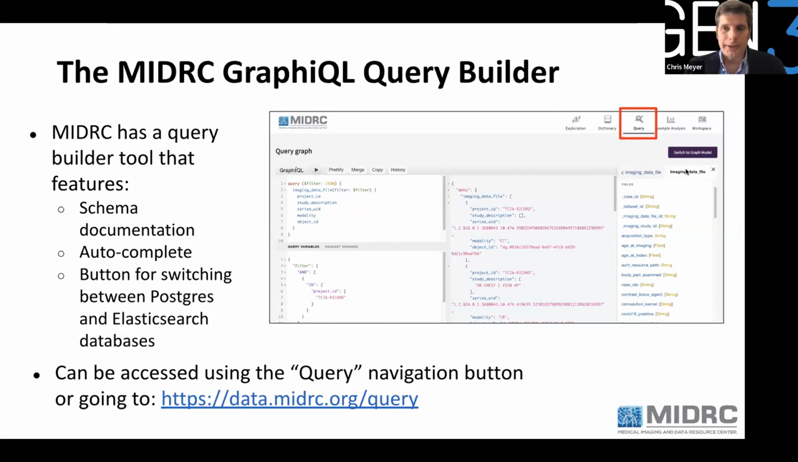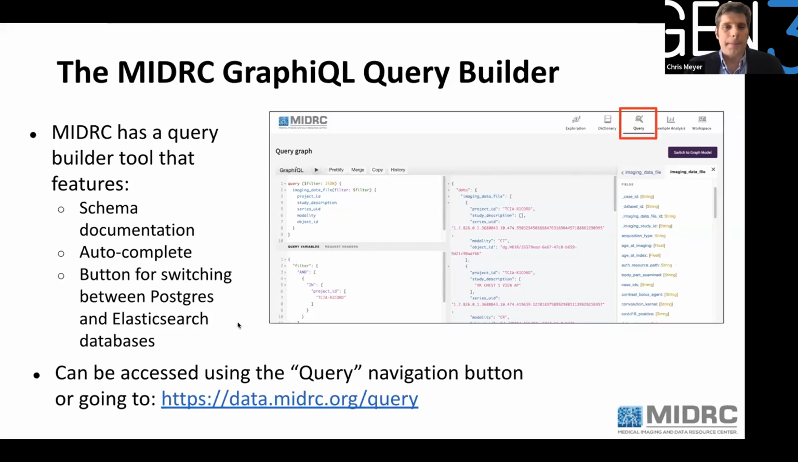The cool thing about the query builder is that it has built-in schema documentation. You can click docs and view each table of data, and view what properties and data elements are available to query and what types they take. You can see that on the right. I don't know if it's large enough to see on your screen, but for example, you can query imaging data files, body part examined, and that's a string. Or you could query age at imaging, and that's a number or a float. That's very handy in understanding what's available to query.